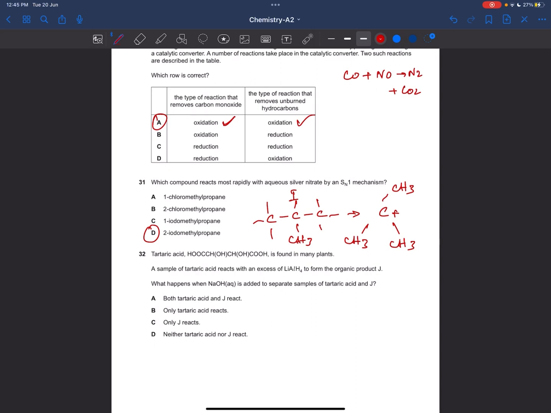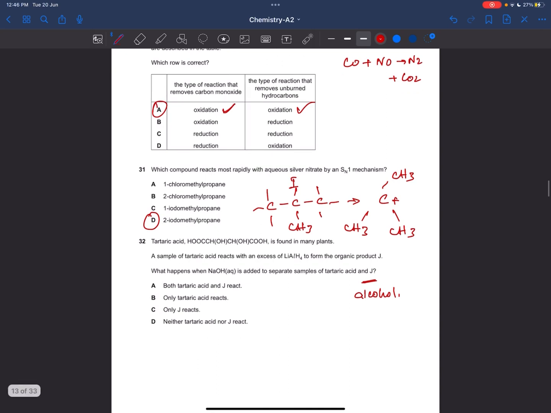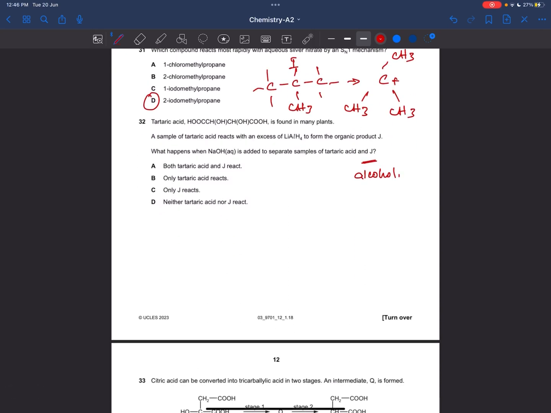Tartaric acid, HOOC-CHOH-CHOH-COOH. It's found in many plants. A sample of tartaric acid reacts with an excess of LiAlH4 to form organic product J. What happens when NaOH is added to separate samples of tartaric acid and J? So they're asking whether tartaric acid will react, and J. Now, if we reduce this acid with LiAlH4, then we basically get an alcohol. So J is basically an alcohol. So what do you guys think, which one reacts with NaOH? The answer is simple, we can easily recognize it, but basically let's have a look at the explanation for this one. I'll make this for you guys, okay?